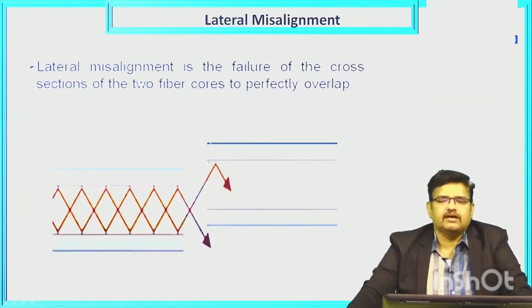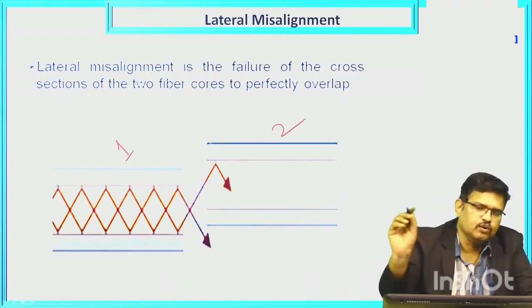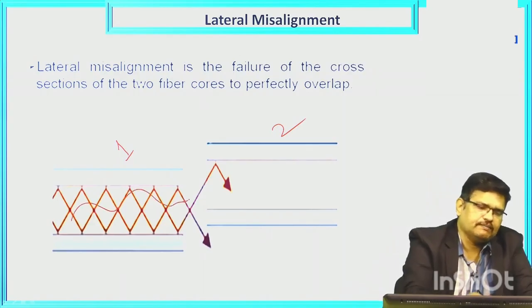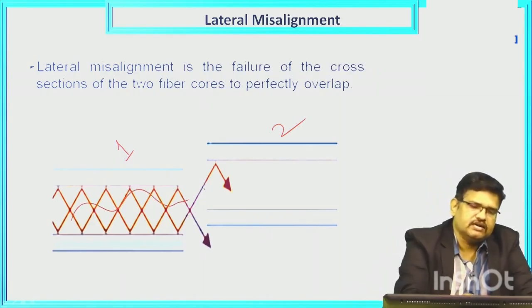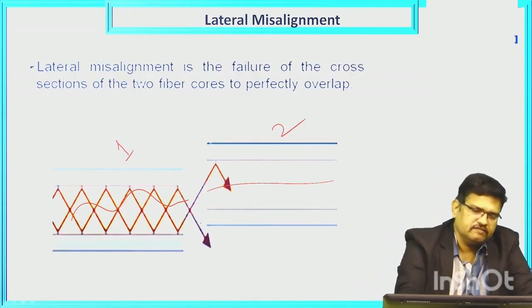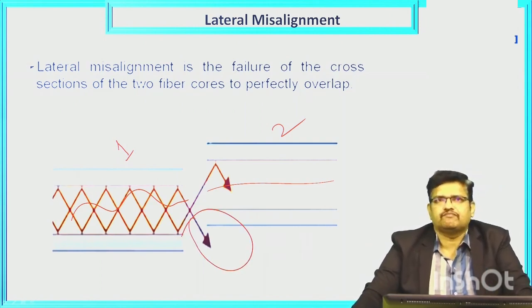Lateral misalignment. Here, it is a failure of the cross sections of the two fiber cores to perfectly overlap. This is fiber 1 and this is fiber 2. If you observe the diagram, the signal in fiber 1 is totally deviated. Only 50% of the signal enters into fiber 2. So here we are experiencing a loss of power due to the misalignment of the fiber joint.